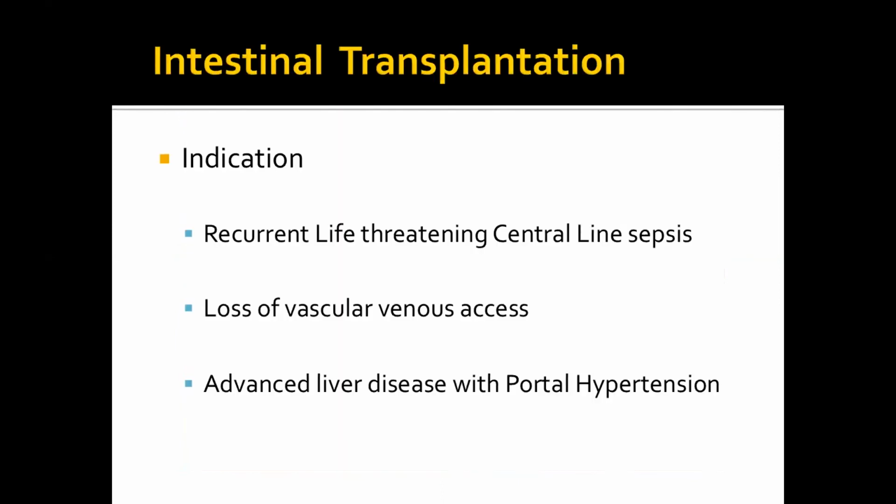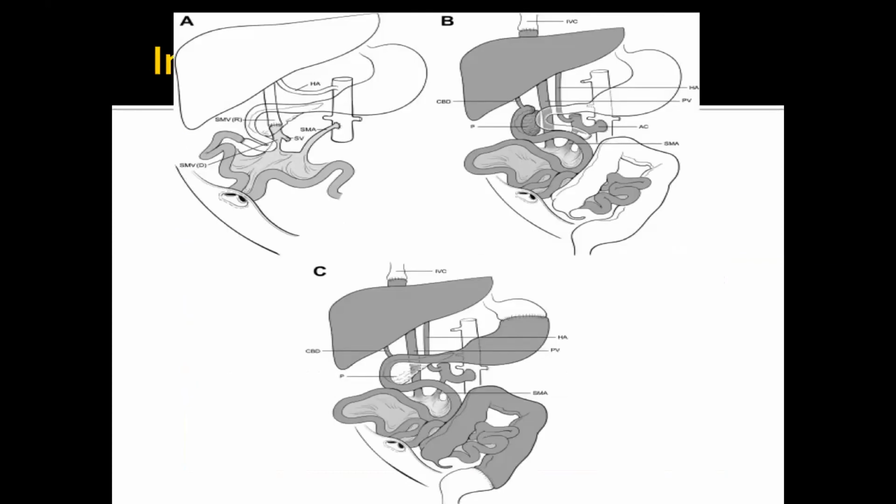Intestinal transplantation is something that you really try to avoid as much as you can. It's probably the one that has the least success rate. Indications for intestinal transplant are recurrent life-threatening central line infection, loss of venous access, which is probably the most common, or advanced liver disease and portal hypertension.